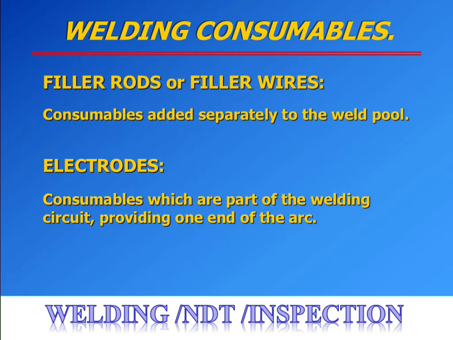And the second is the electrode. It is fixed as part of the welding electric circuit and provides one end of the arc. That is called a consumable. So this is the difference between filler rods and electrodes.